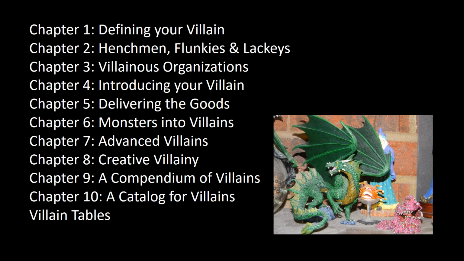Chapter 4 is called Introducing Your Villain, and really focuses on how you set up the plot to bring your villain into contact with the party. They discuss different types of plots, linear versus matrix, that sort of thing. It's probably one of the few basic chapters in the book in that it will be very helpful to starting DMs, not quite as much to folks who have been playing a while.